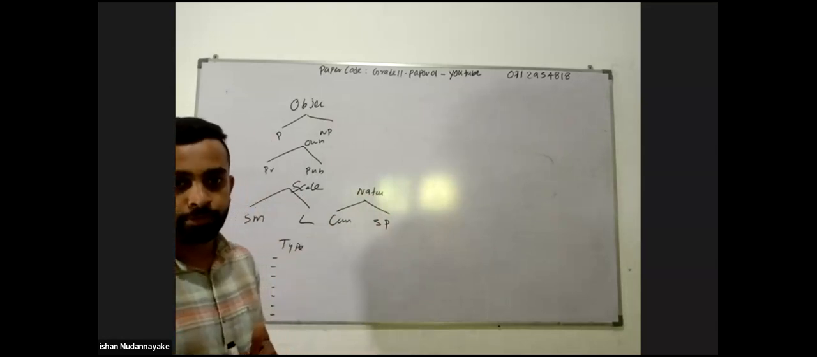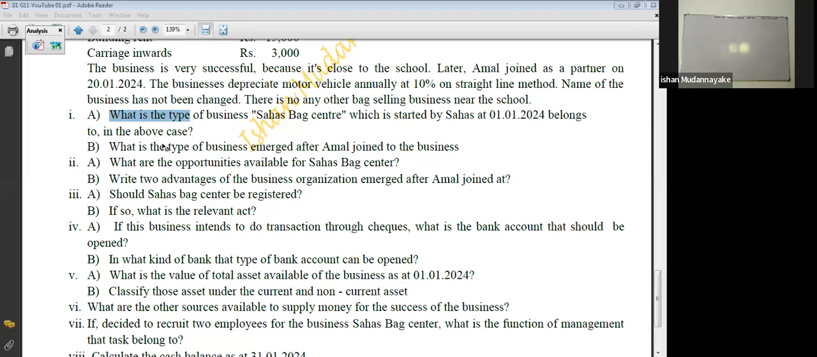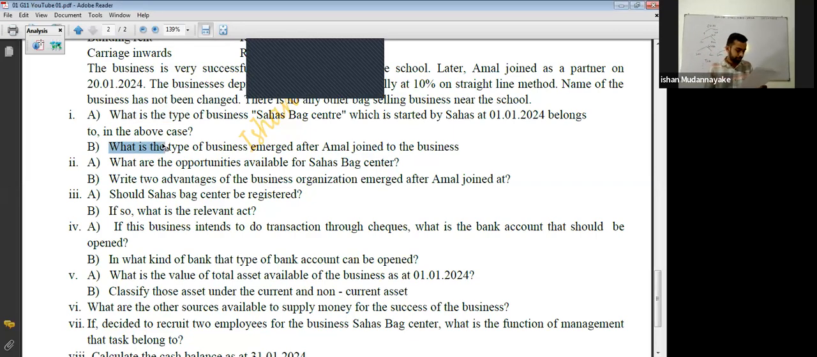Okay, for O-level students. Then look at question number 1 B here. What is the type of business that emerged after Amal joined the business? After Amal joined, it became a partnership business organization. Right. Problem number 2, part A.